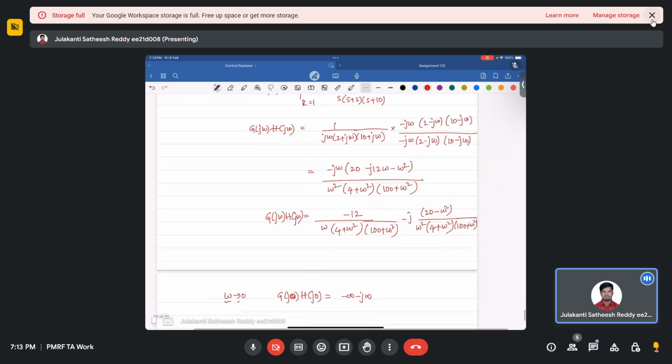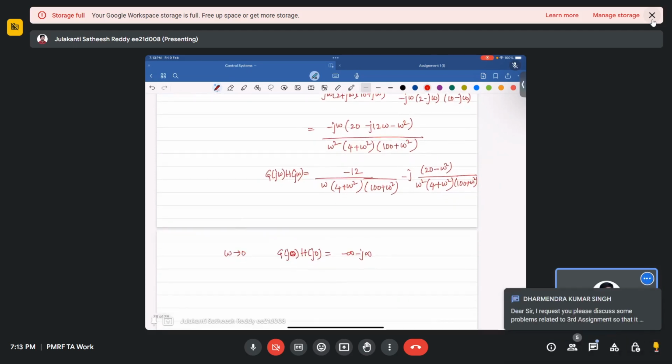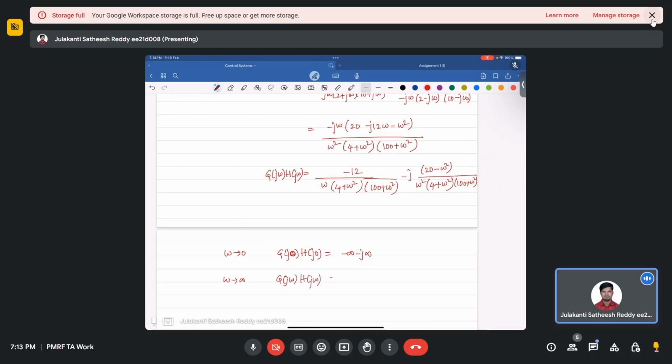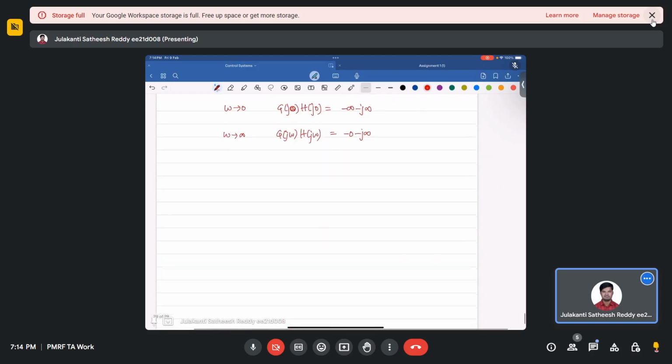See this, this is the one thing. Next, as omega tends to infinite, what is g of j omega h of j omega going to be? It is minus 0 minus j. As omega tends to infinite, 20 will be very small as compared to this, so minus minus will be plus. It is omega square by omega, so it will become omega. As omega tends to infinity, this will become infinite. Clear?